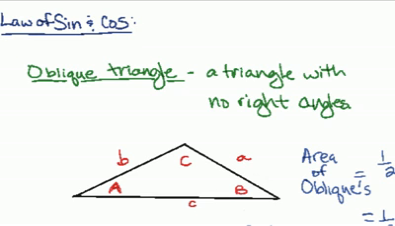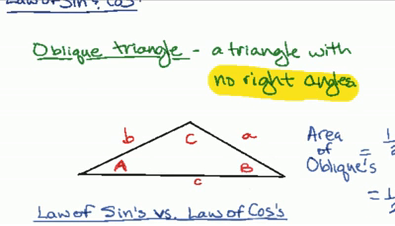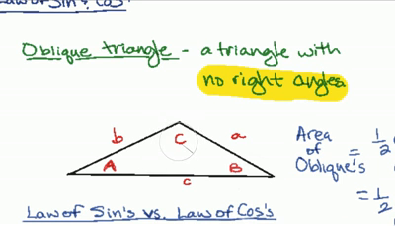Today we're going to be looking at the concept of oblique triangles and the various things you need to know about them, like the law of sines, of cosines, and the area. So what is an oblique triangle? Well, it's a triangle that has no right angles. And this is a basic depiction of the triangle.